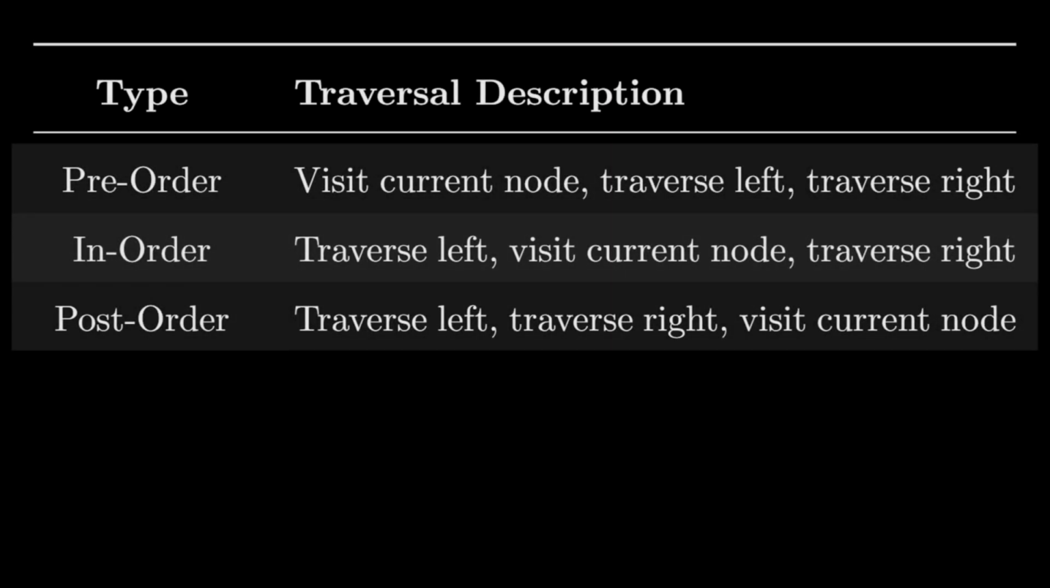The post-order traversal visits the left subtree first, then the right subtree, and the current node last. So we only visit a node after we have visited everything below it.